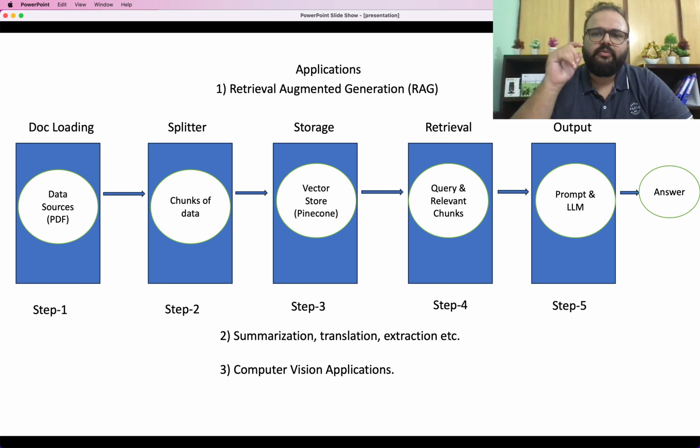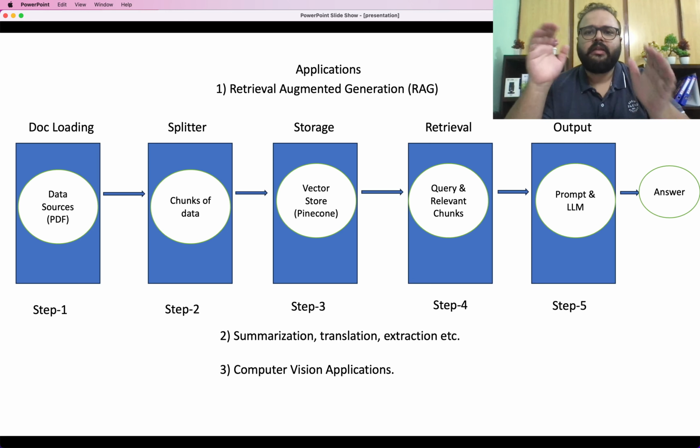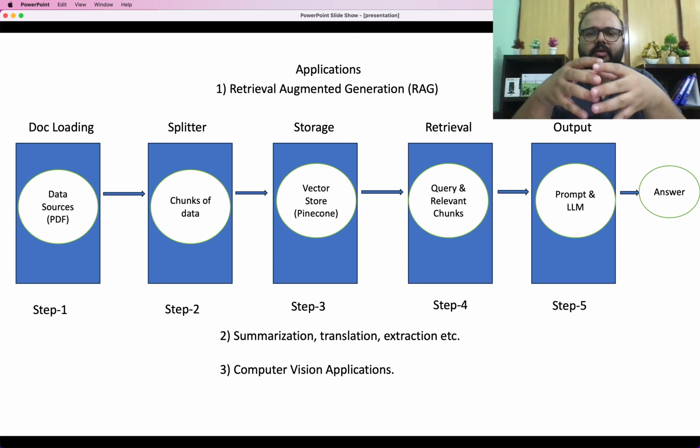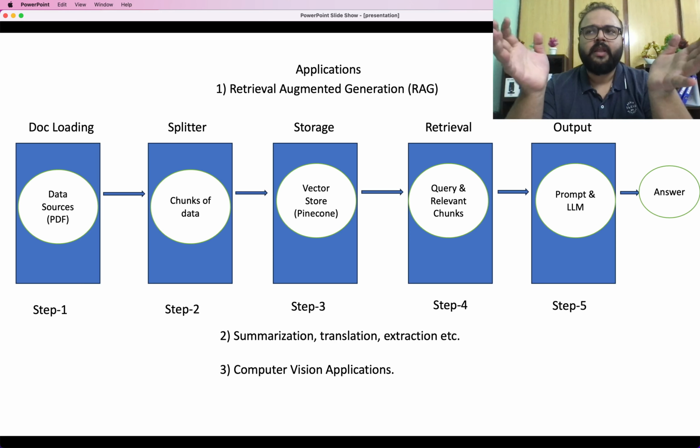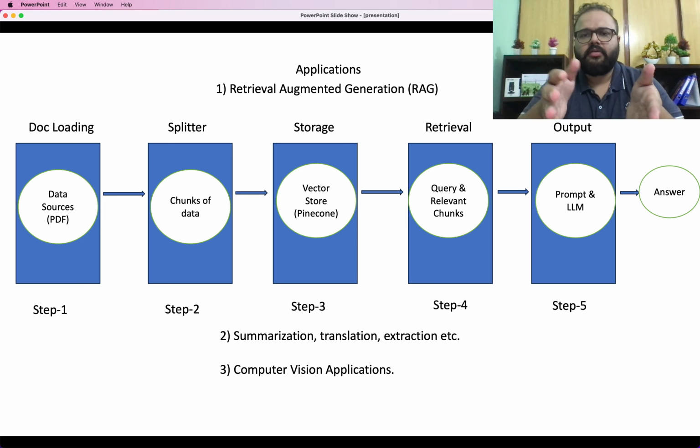The second step would be to split that data. After you have loaded it, the second step is to split it into different chunks. Again, what should be the length of a chunk? That depends on your application. However, if you go a lot beyond and the chunk size is a lot bigger, then there is a high probability that your application would not perform well. Other than that, it depends upon your application.